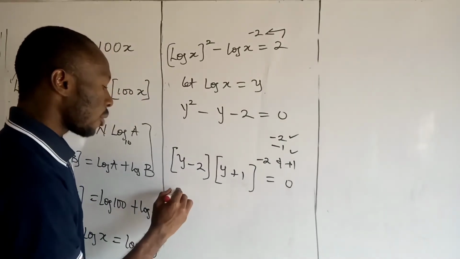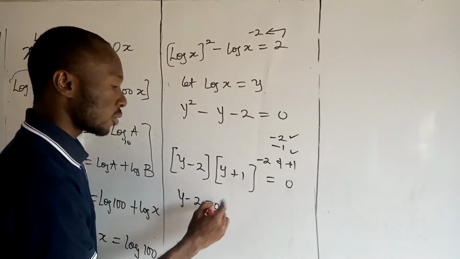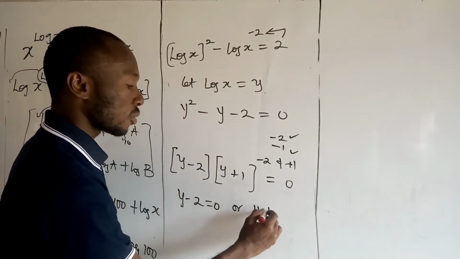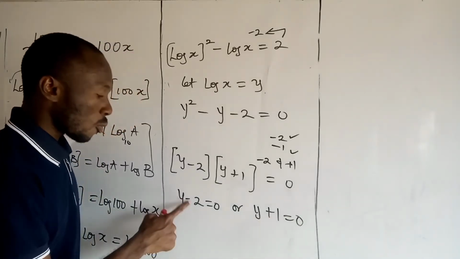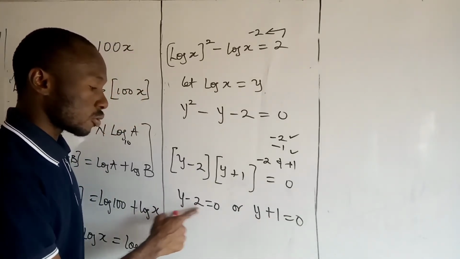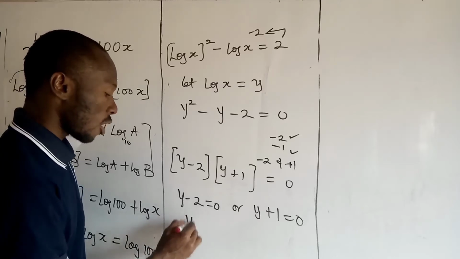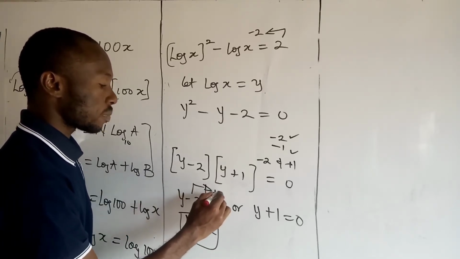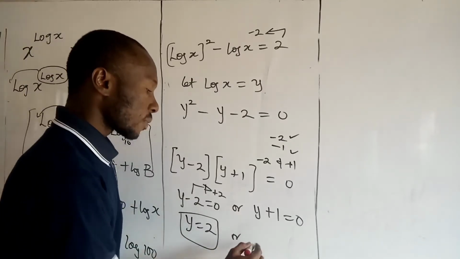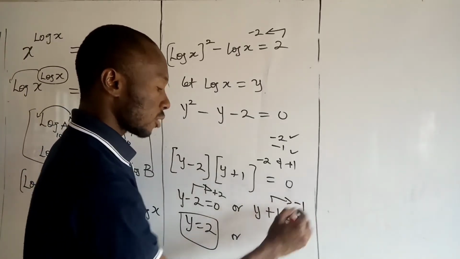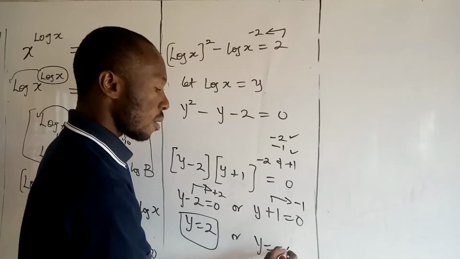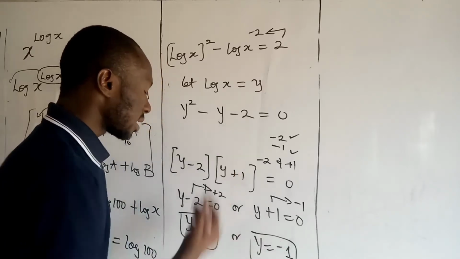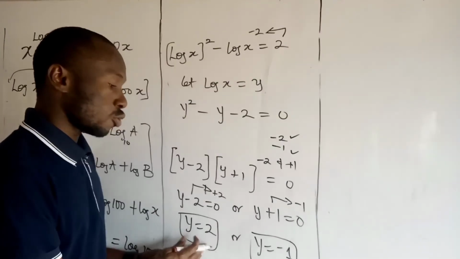It means that I'm going to equate y minus 2 to 0 and also this guy y plus 1 to 0. So y minus 2 equal to 0 becomes y is equal to 2. When I take this guy to the other side, it becomes plus 2. Or if I take this guy to the other side, it becomes minus 1. So I have y is equal to minus 1. Now these are the values of y, 2 and minus 1.